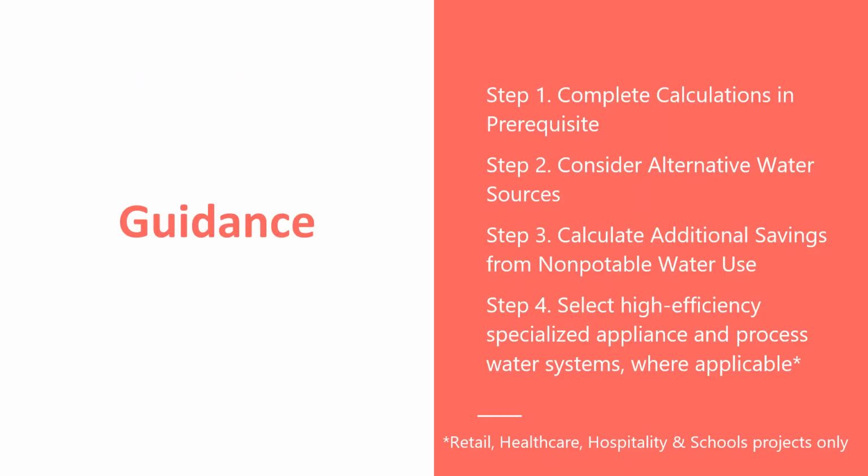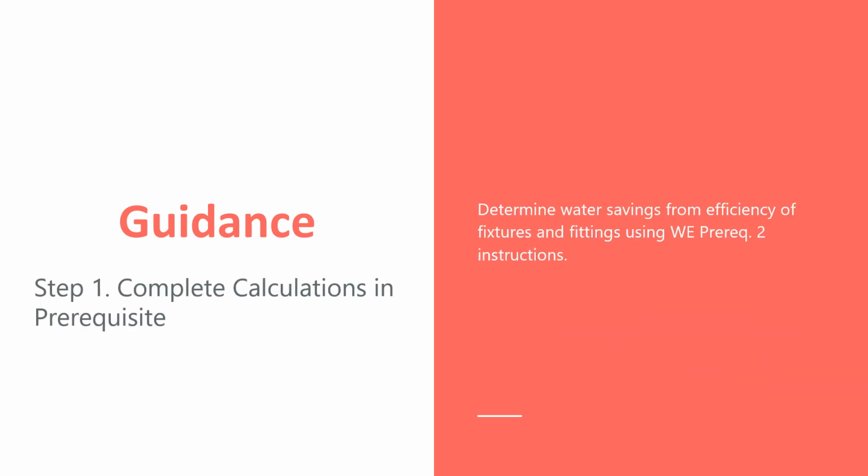For Credit 2, we'll go through the following steps. First, we'll complete the calculations in the prerequisite, then consider alternative water sources. Third, calculate additional savings from non-potable water use. And fourth, we'll select high-efficiency specialized appliances and process water systems, which is only specific for retail, healthcare, hospitality, and school projects. Step 1 is to complete the calculations in Prerequisite 2 of Water Efficiency. This will help determine the water savings from efficiency of fixtures and fittings.